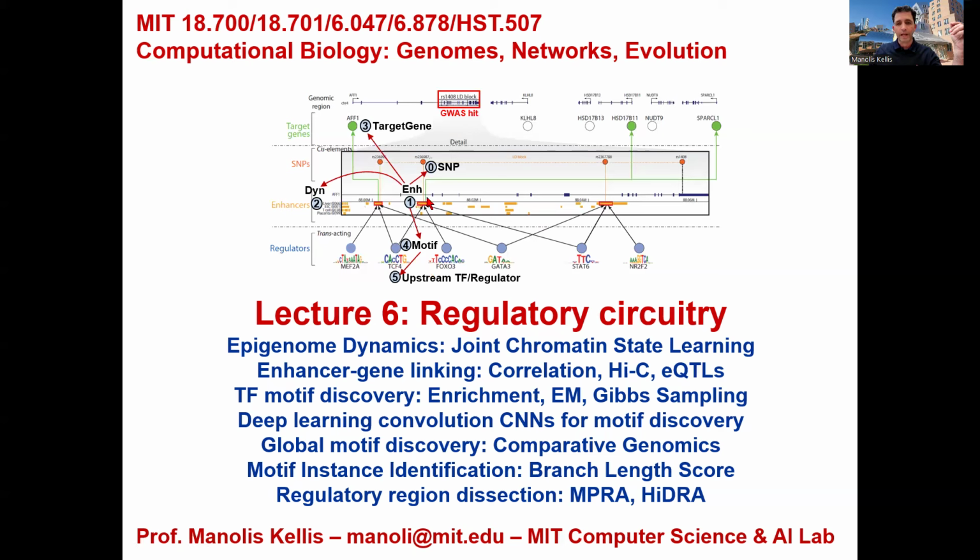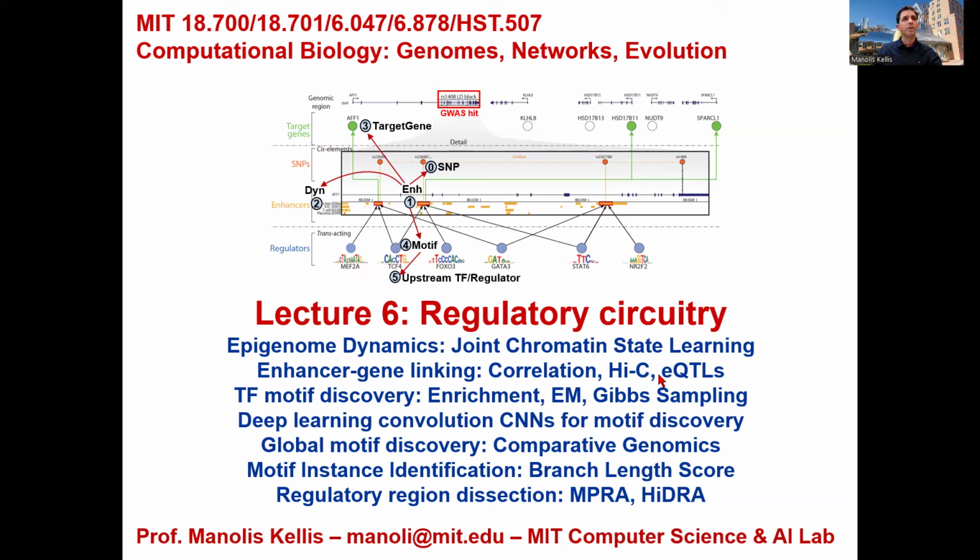Number two, we're going to be looking at enhancer gene linking. So basically finding out which enhancers are targeted to what genes, and also what are the different methods that we can use to do that. So we're going to be looking at three-dimensional genome conformation. We're going to be looking at correlation-based methods.